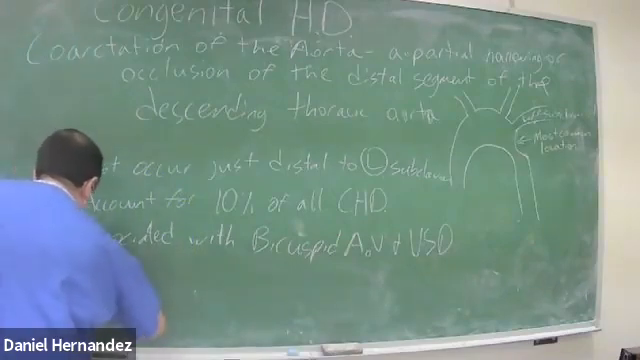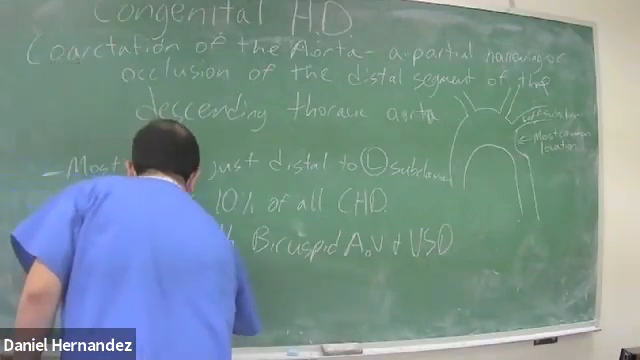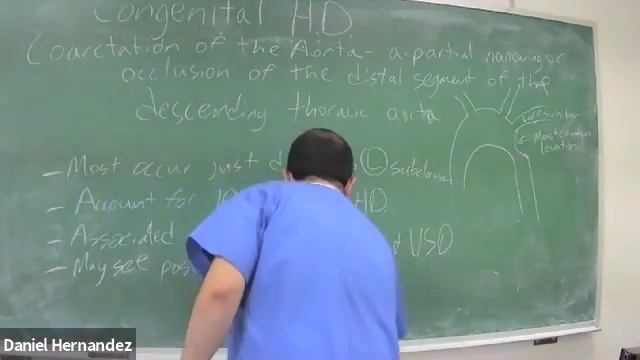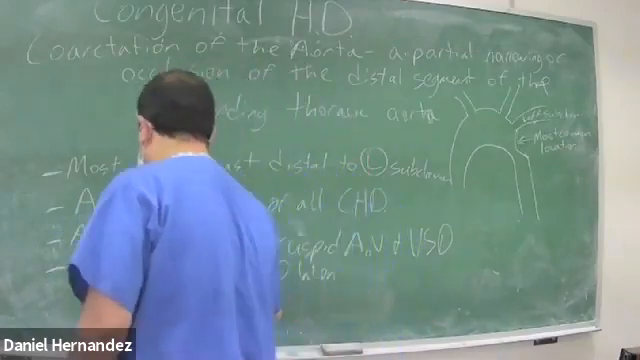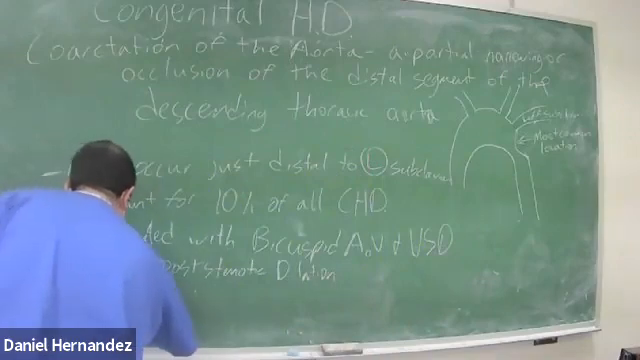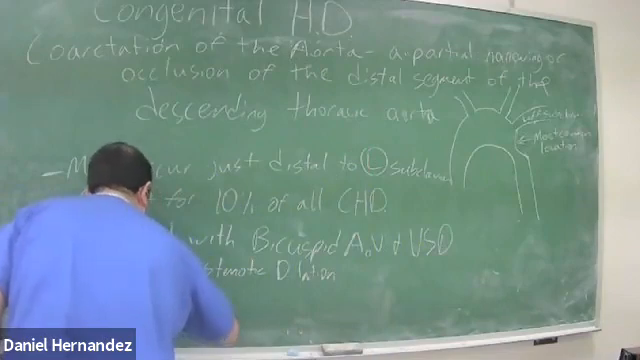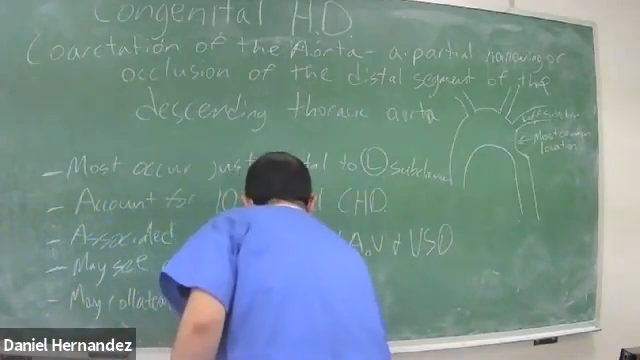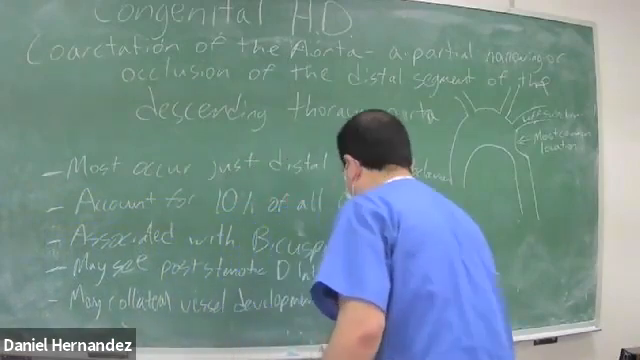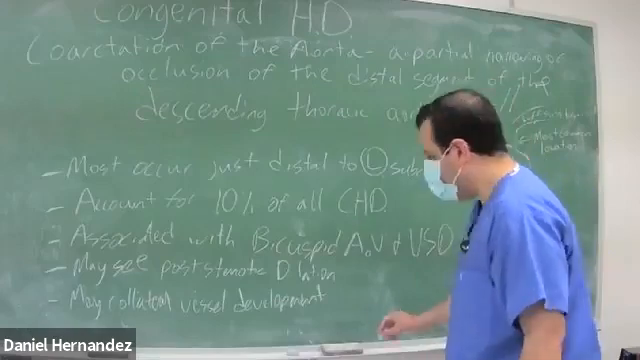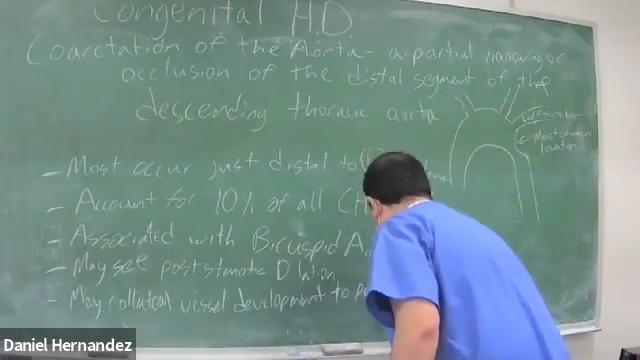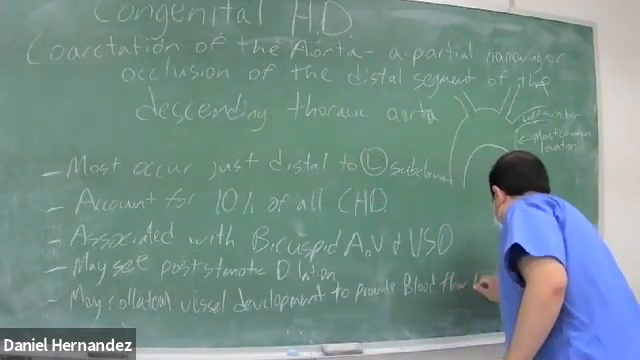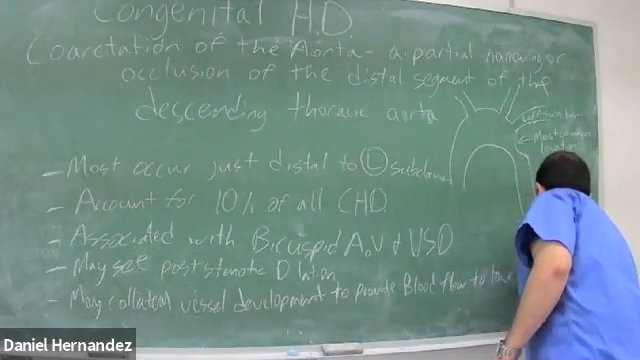Poststenotic dilatation. Collateral vessel development to provide blood flow to lower extremities.